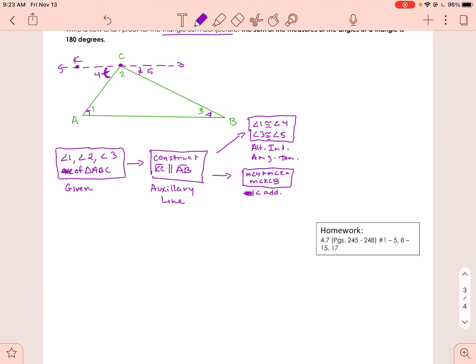Next, we also know that if we take angle KCB, so this obtuse angle right here, and we take angle 5, so angle KCB and angle 5, those are supplementary. Okay? And we know that because they are linear pairs.